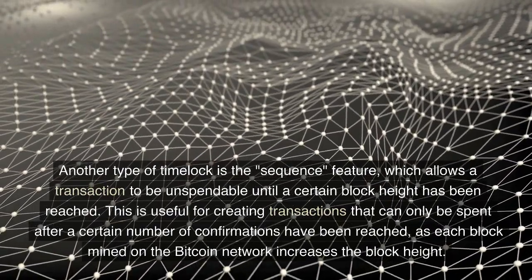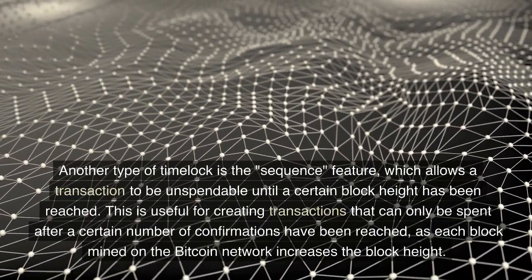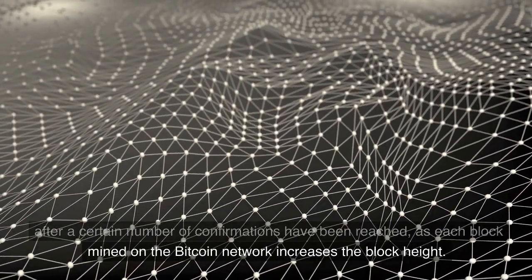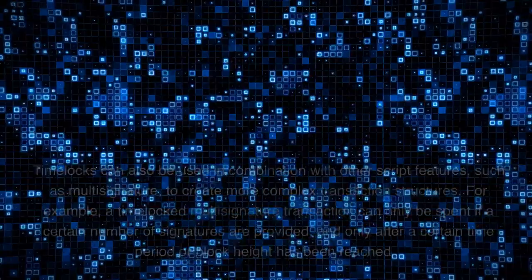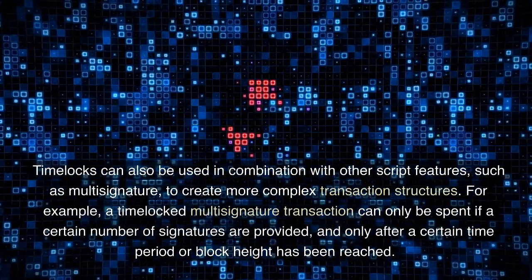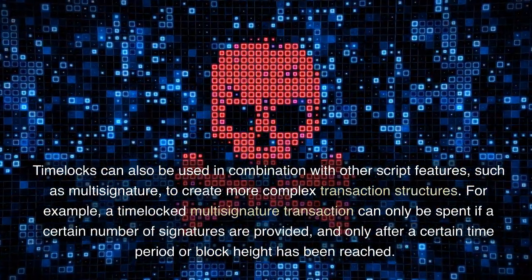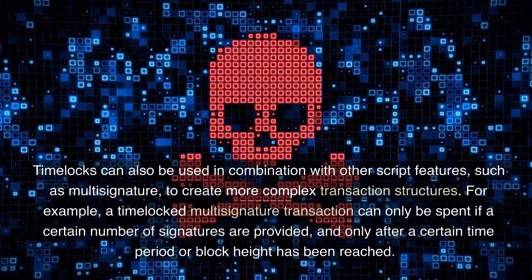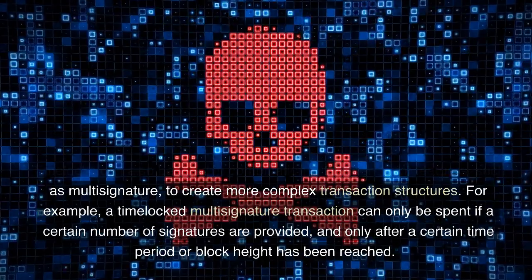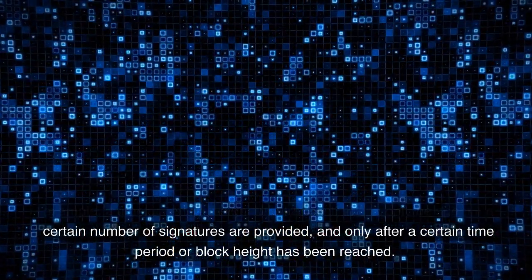This is useful for creating transactions that can only be spent after a certain number of confirmations have been reached, as each block mined on the Bitcoin network increases the block height. Time locks can also be used in combination with other script features, such as multi-signature, to create more complex transaction structures. For example, a time-locked multi-signature transaction can only be spent if a certain number of signatures are provided, and only after a certain time period or block height has been reached.